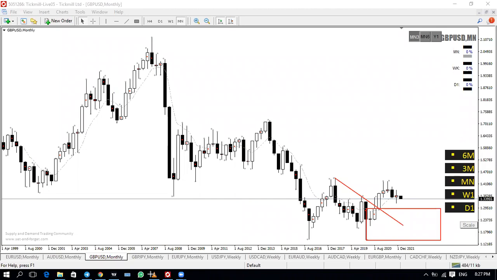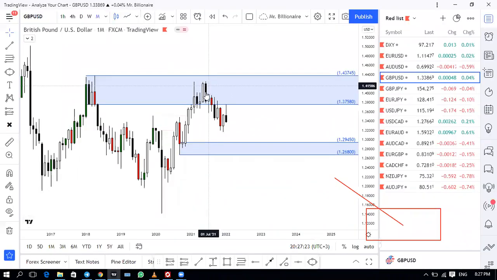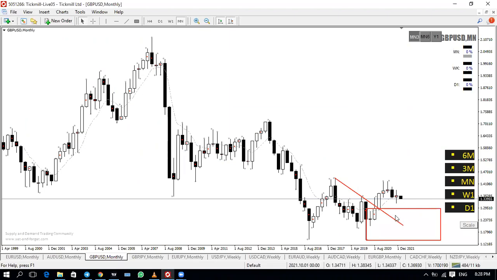That's why on the monthly time frame, you see the bearish movement is very corrective. So once the price reaches the 3-month demand zone, and this monthly zone is nested within the 3-month demand zone, I'm expecting a new bullish trend to be established from this level.